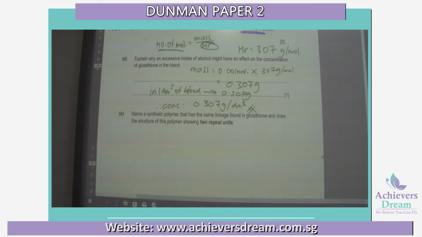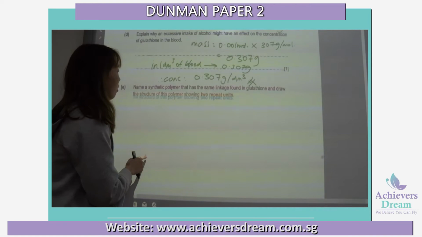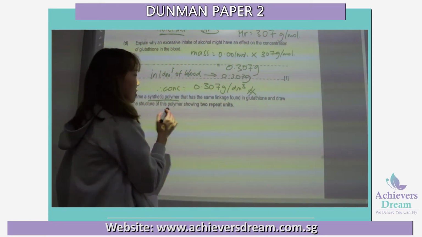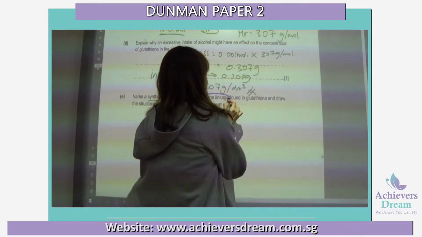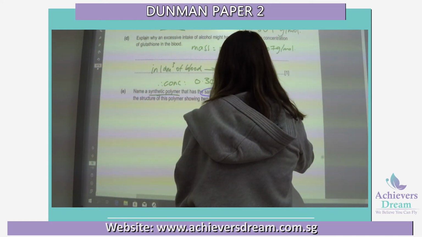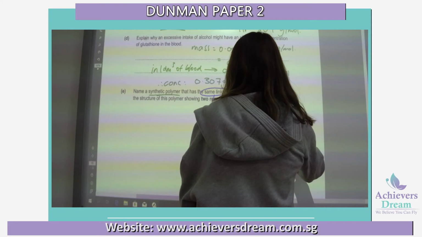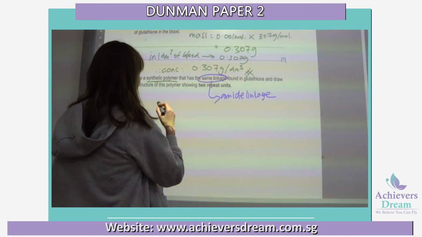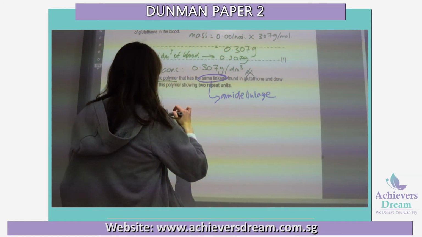Now for part E, the last question. Name a synthetic polymer that has the same linkage found in glutathione. What is this linkage? This is my amide linkage, correct? So, one example, from your notes, would be nylon.